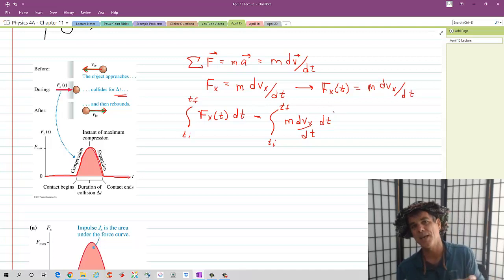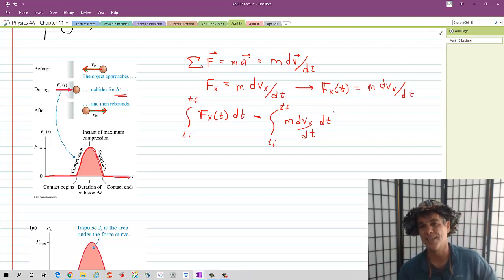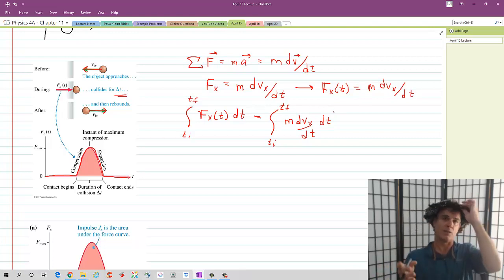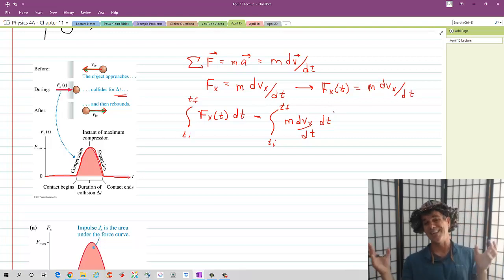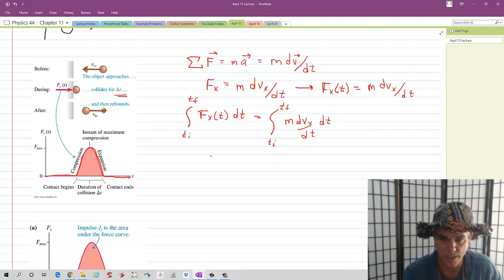Now, let's first focus on this right-hand side. If I'm taking a function and taking the derivative of that function and then integrating it, what I get is just the original function. So if I take the derivative of velocity with respect to time, and then I integrate that with respect to time, what I basically end up with is velocity back. So this right-hand side, one, I can pull out the mass.